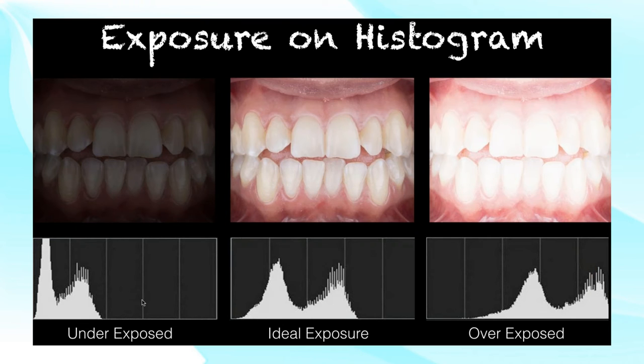So in order to avoid all of this, we want to always take a look at the histogram, because sometimes, again, on the LCD screen in the back of our cameras, we can't really tell if it's underexposed or overexposed. But if we look at the histogram, we're going to be able to adjust the settings, either the ISO, the flash power, or the aperture.